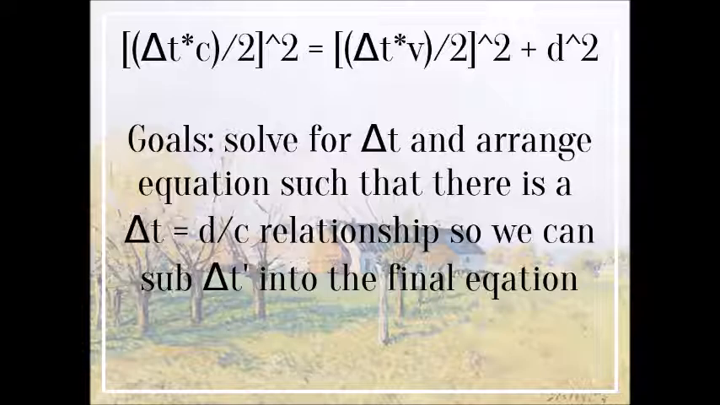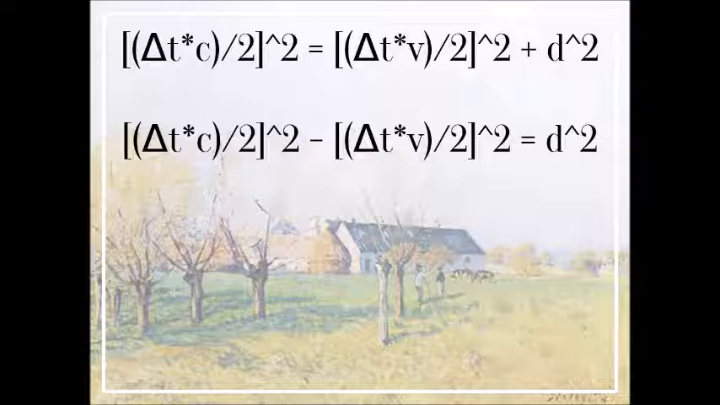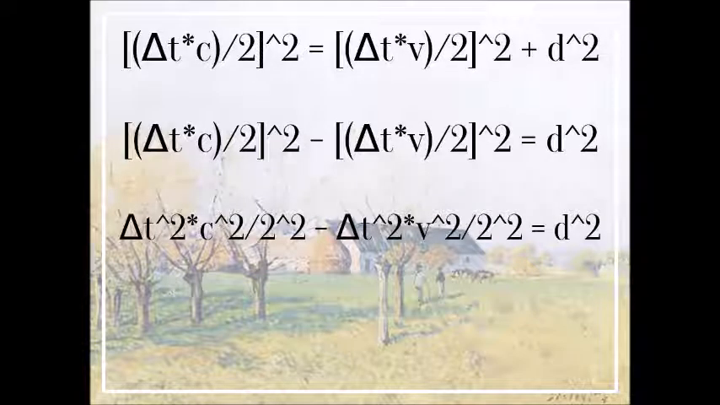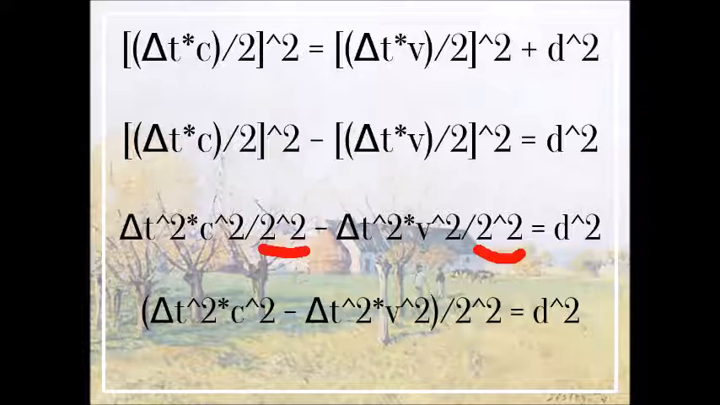So first step in the consolidation is to move the (delta t times v divided by 2) squared over to the other side of the equation. And then we're just going to apply the squares to each individual component inside the presently squared species. At this point, we notice that our denominators are the same for the stuff on the left side of the equation, and thus we can put everything there over the 2 squared.